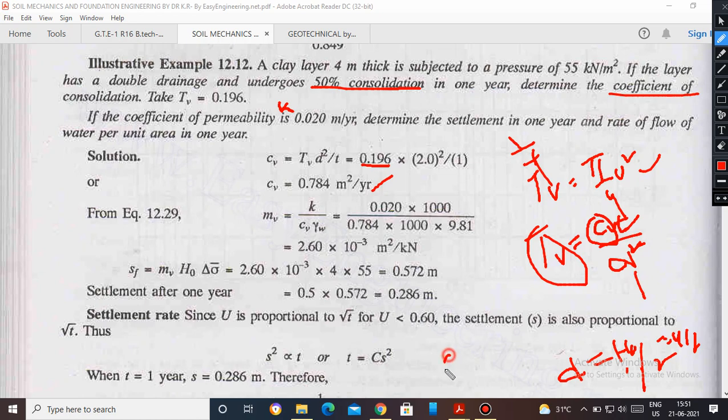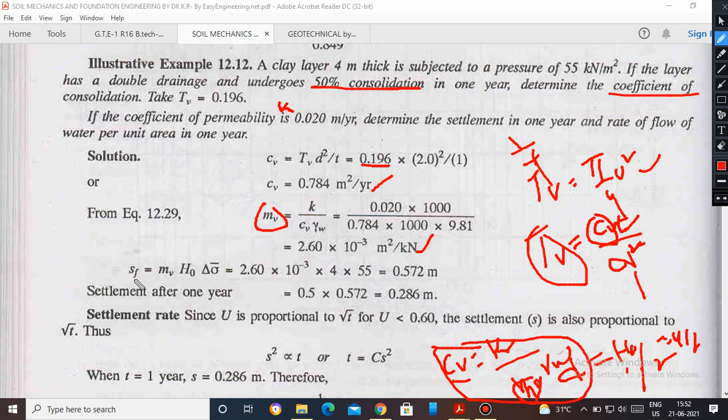Next, we have one more formula for the coefficient of consolidation: Cv equal to K divided by mv into gamma w, from Terzaghi's theory of one dimensional consolidation, where Cv is the coefficient of consolidation, K is the coefficient of permeability, mv is the coefficient of volume compressibility, and gamma w is the unit weight of water. From this, we calculate mv equal to K divided by Cv into gamma w, where K is 0.020 divided by 0.784 into 1000, converting into meters and kilonewton. Meter cancels with meter square, and we get this value as 2.60 into 10 power minus 3 meter square per kilonewton.